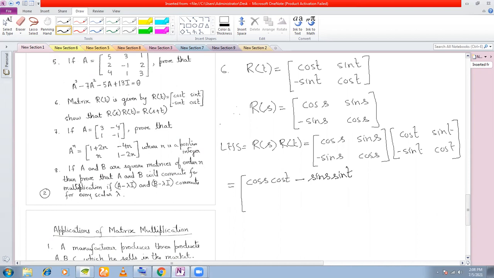Right? Again, first row with the second column. So you get cos S sin T plus sin S cos T. Second row, first column, minus sin S cos T minus cos S sin T. And second row, second column, minus sin S sin T plus cos S cos T. Right?